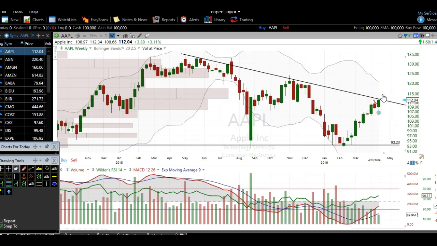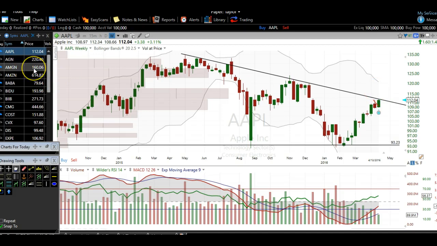Now moving forward, this is the make or break level. If we can break over this downtrend line, then Apple can head higher. If we get rejected here, we're going to come back and retest these lows and potentially break these lows and make newer, lower lows. This is a downtrend line that you really want to keep your eye on.